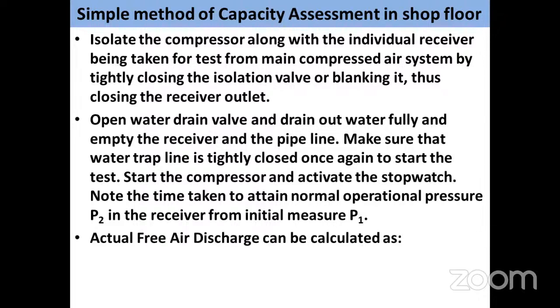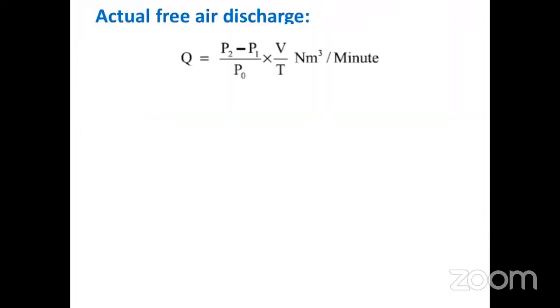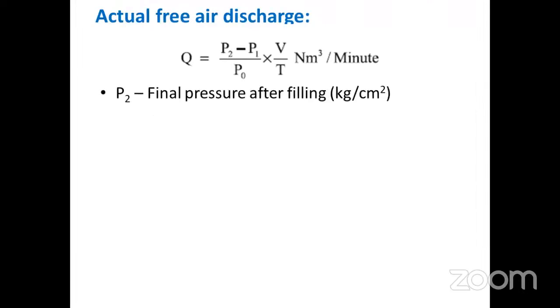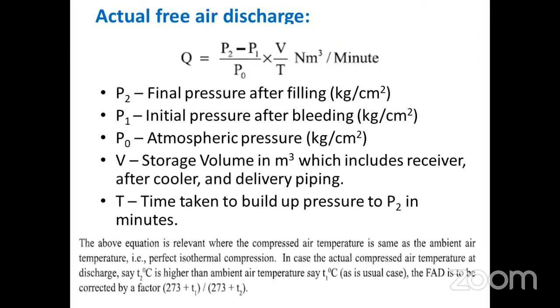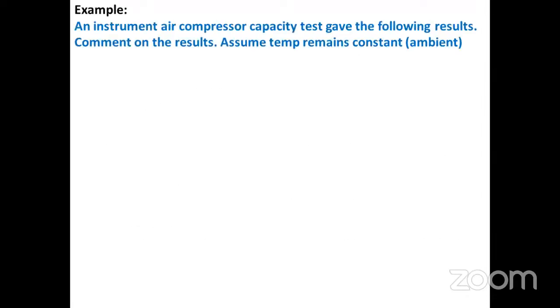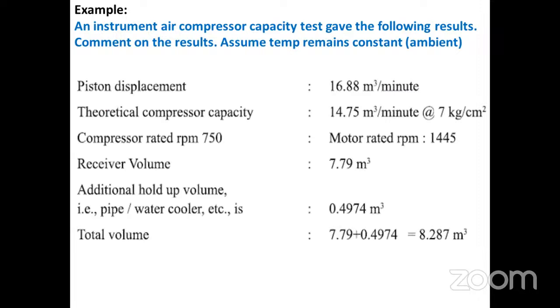Actual free air discharge can be calculated simply as (P2 minus P1) divided by atmospheric pressure, multiplied by V by T. Same thing, sir, PV by T. Temperature correction may be required, and for that we'll be using Kelvin, not degrees, sir, so we have to add 273. Instrument air compressor capacity test: here are the following results, for example.